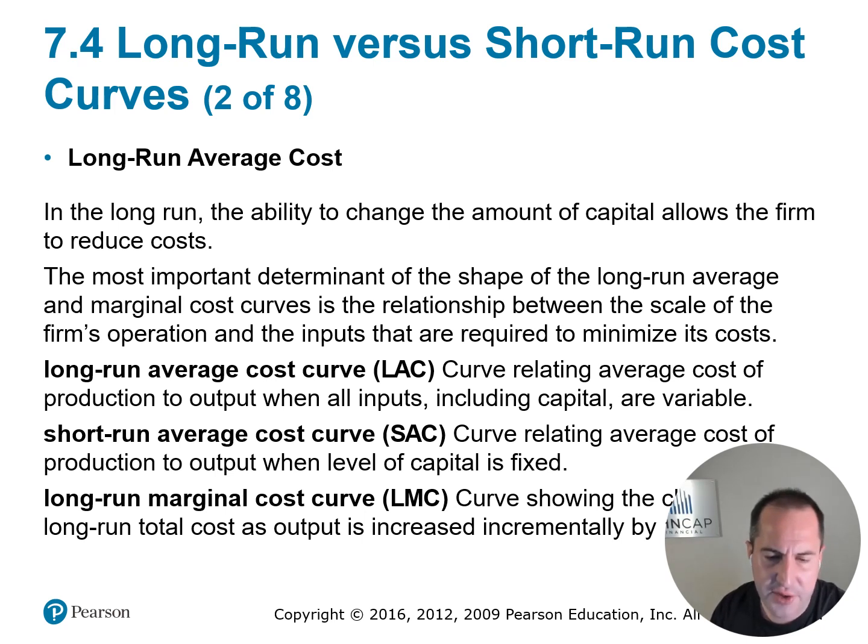The short run average cost curve relates the average cost of production to output when the level of capital is fixed. And then the long run marginal cost curve shows the long run total cost as output is increased incrementally.